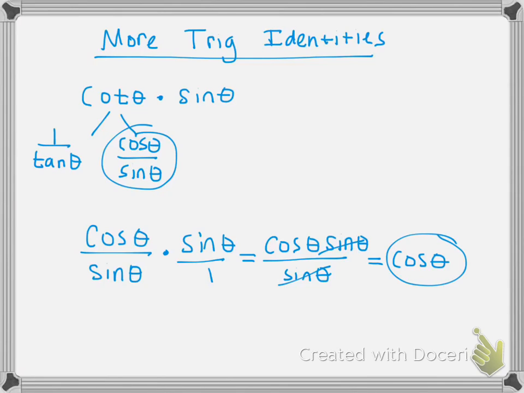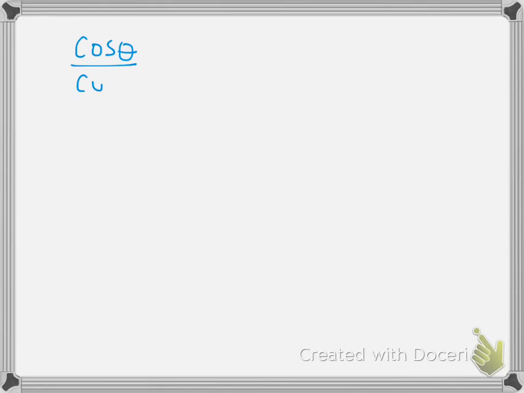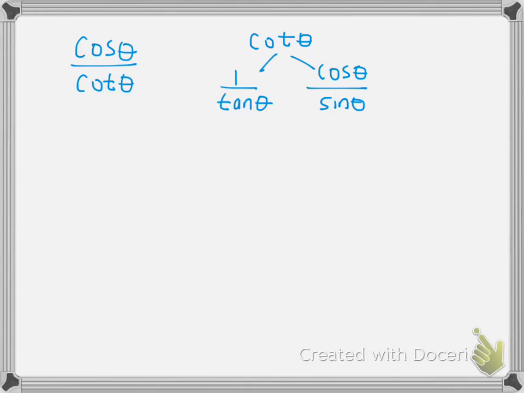Let's move on to another one. So now I've got the cosine, and I'm dividing it by cotangent. So I'm using this cotangent function again. Once again, I'm going to show you how to represent cotangent in two different ways. I can represent cotangent as my reciprocal identity, 1 over tangent, or my quotient identity, cosine over sine. I'm going to use the cosine over sine. You're going to see why. Why would I pick that one? Why is that going to be much more beneficial?